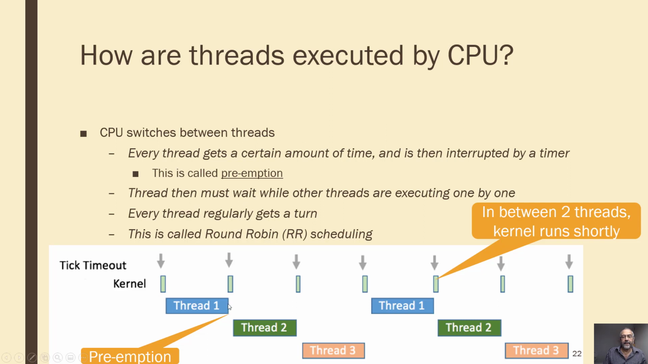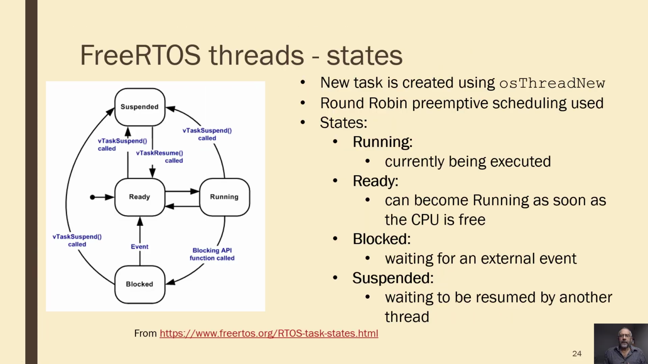in the beginning, and then for a while it's ready, while 2 and 3 are running, and then thread 1 is running again, and at the end of its time slice, it will become ready again to wait for its next turn. A thread can also be blocked. That's something else. That's not the same as ready.